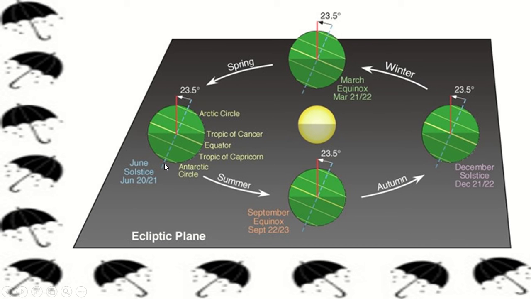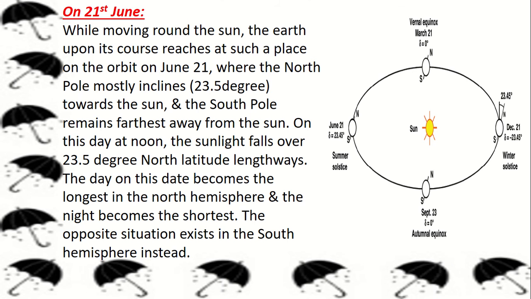So this one is the axis, and this figure shows the season, and the days are longer, nights are shorter. Sometimes the nights are longer, days are shorter. Then follow one by one. First of all, about the 21st June.